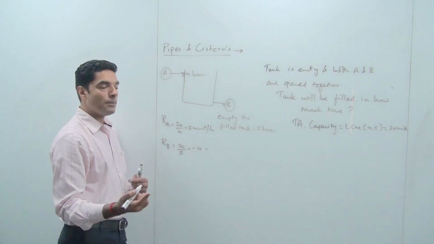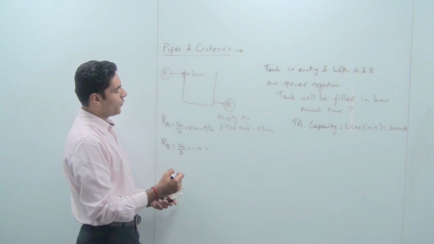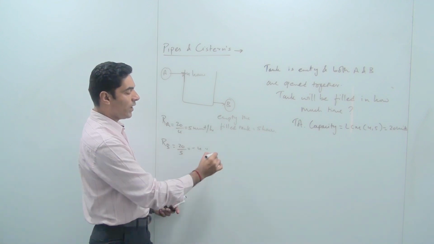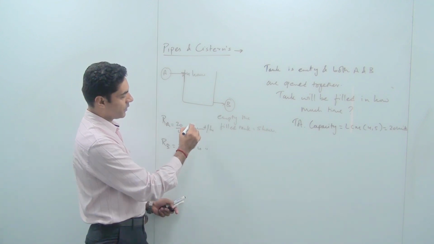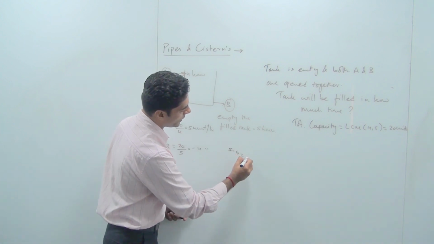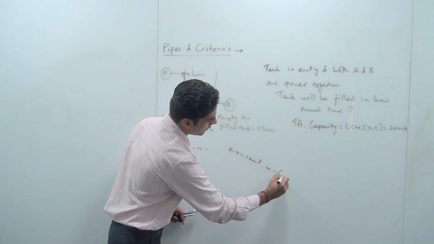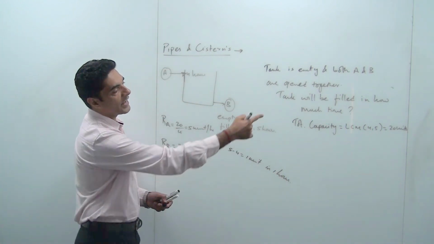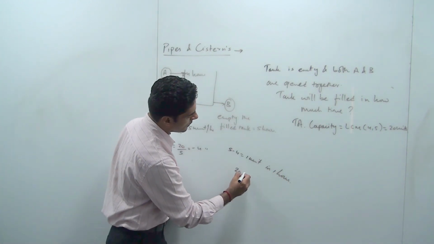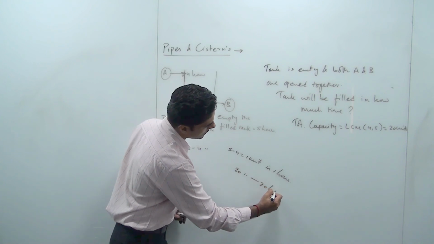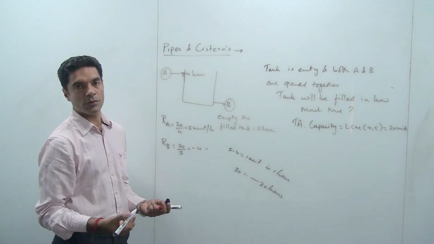So when both A and B are opened together, in 1 hour they will be able to fill 1 unit of the tank, because 5 minus 4 comes out to be equal to 1 unit. And this is in 1 hour. If the capacity of the tank is 20 units, then 20 units of work will be done in 20 hours. As simple as that. So this is a simple question.